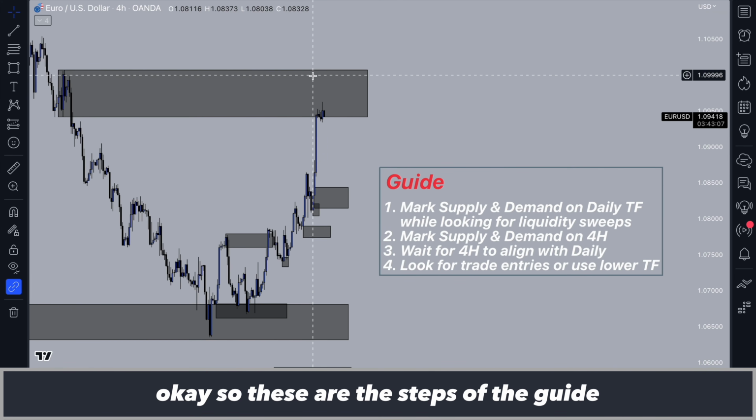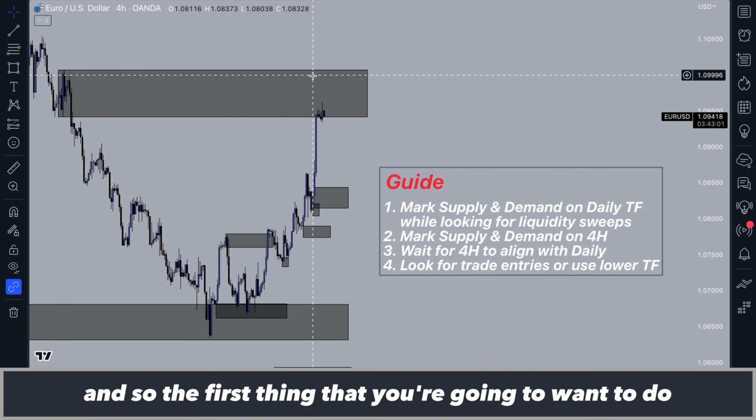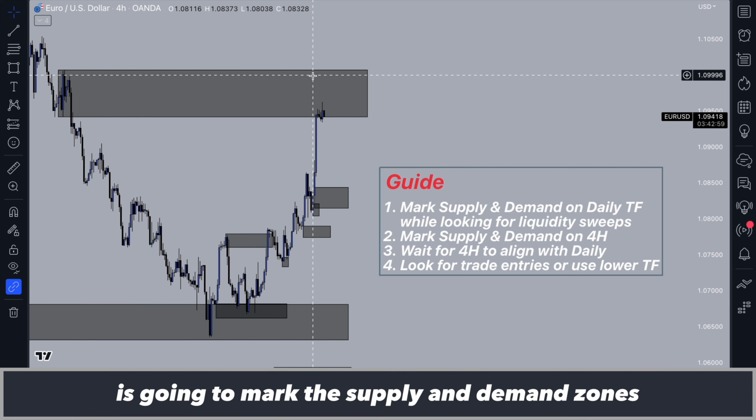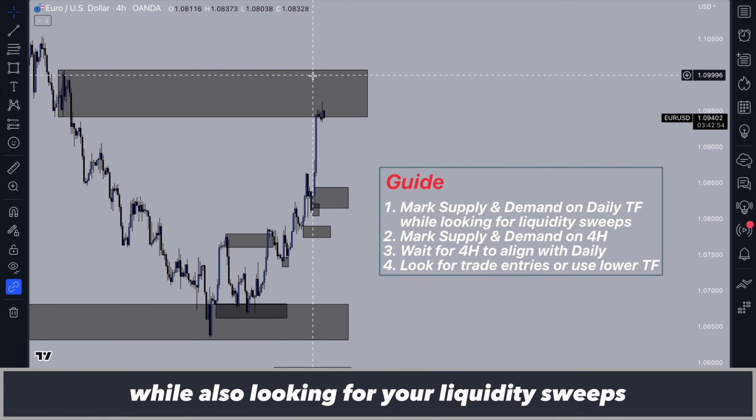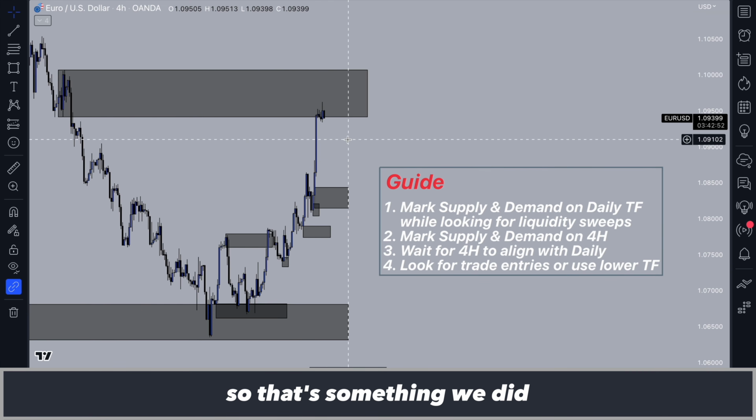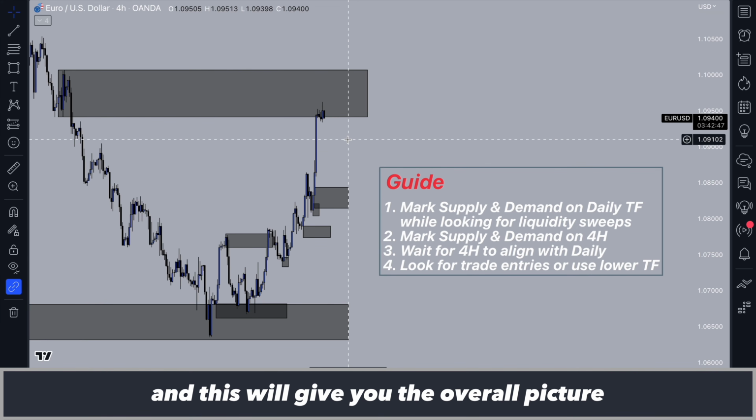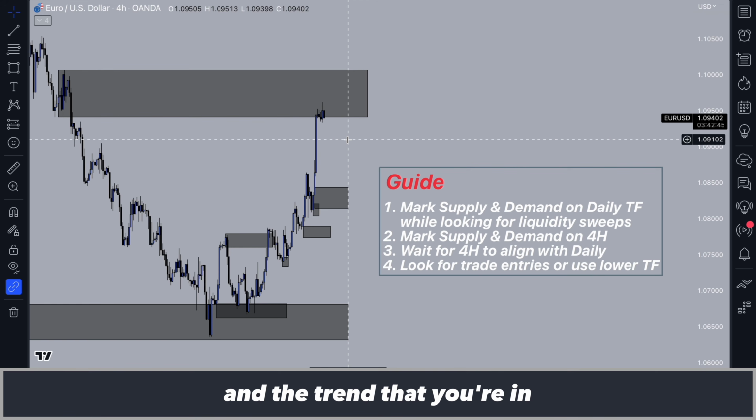Okay, so these are the steps of the guide that you might want to follow if you want to take this approach to looking at the markets. The first thing that you're going to want to do is mark the supply and demand zones on the daily time frame, while also looking for your liquidity sweeps. And this will give you the overall picture of where price is moving and the trend that you're in, whether bullish or bearish.